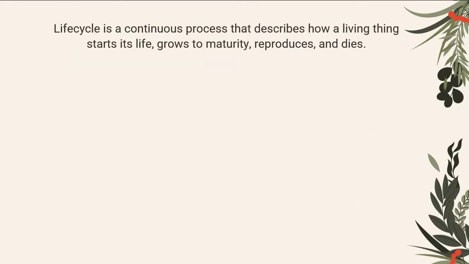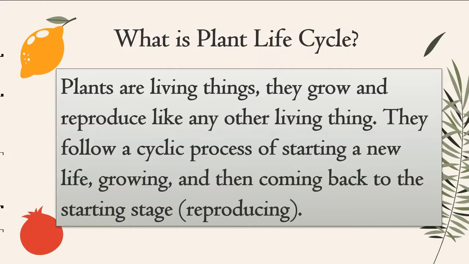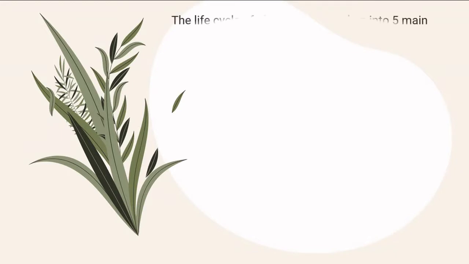A life cycle is a continuous process that describes how a living thing starts its life, grows to maturity, reproduces, and dies. What is a life cycle?